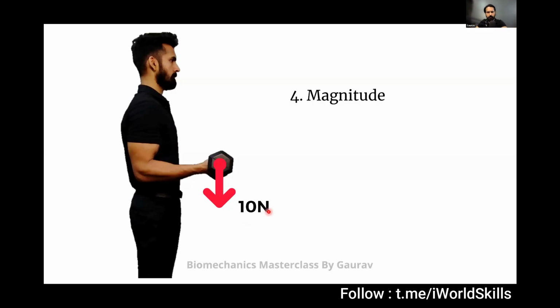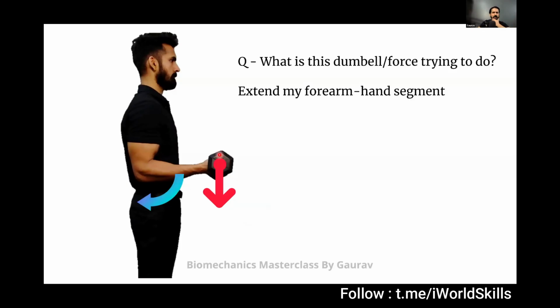Right now, at this point, you'll see that we have this line of force. This is the line of force of the dumbbell. And as soon as you look at this line of external force, you start to understand what this force is trying to do, right? If I ask you, what is this dumbbell or this force trying to do? Can I say that this external force is trying to extend my forearm hand segment? Do you all agree? Type 1 in the chat.